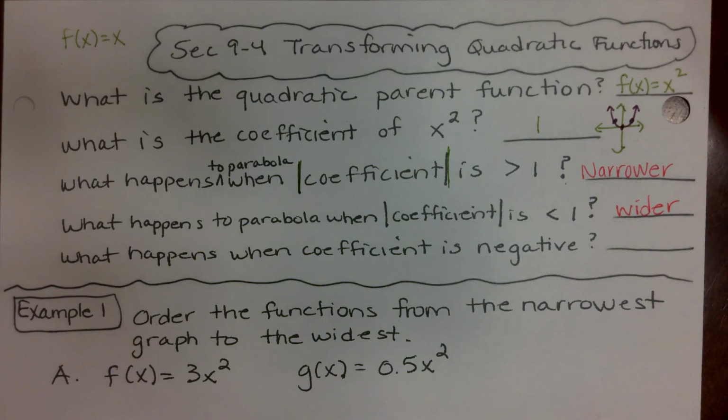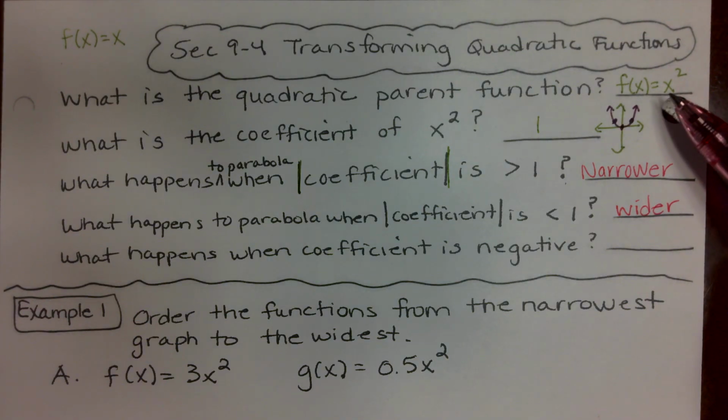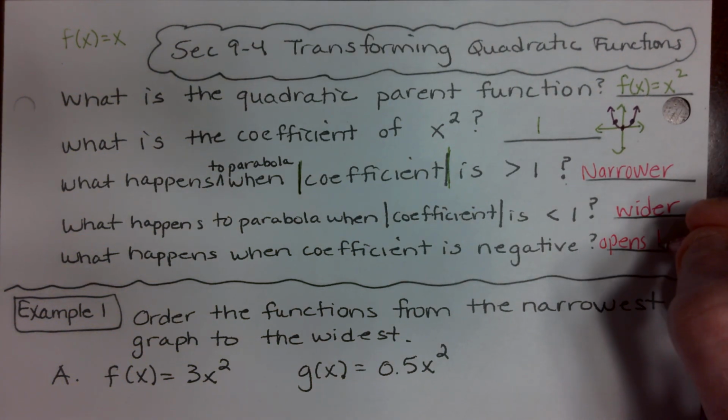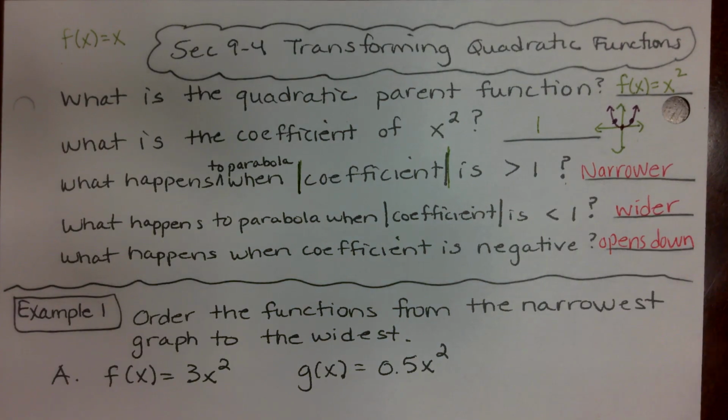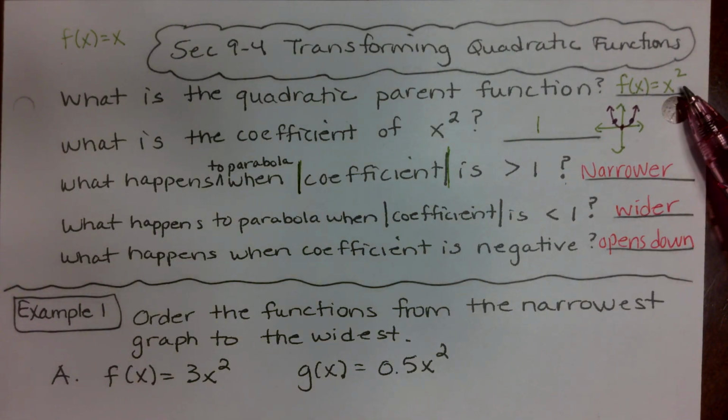Now let's refresh your memory. What happens when that coefficient is positive? What direction does it open? Just like it is here, it opens up. And if we have a negative in front of it, then it opens down. So we're learning more and more things that we can tell by looking just at the equation. We can tell if it goes up or down, if it's more narrow than the parent or wider than the parent.